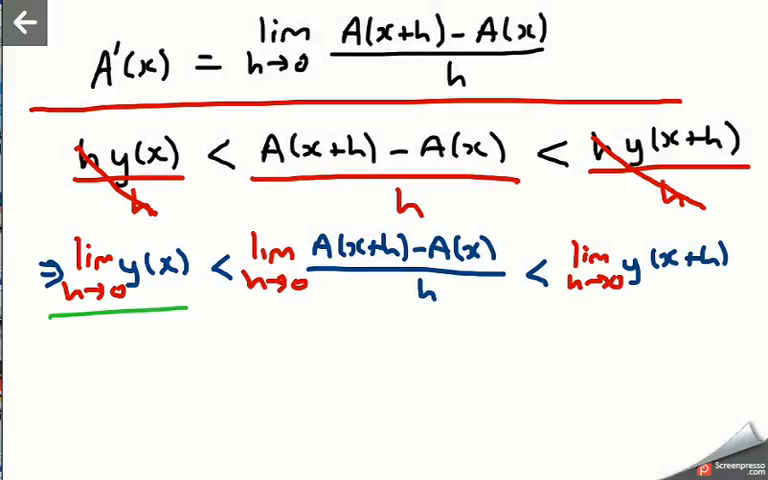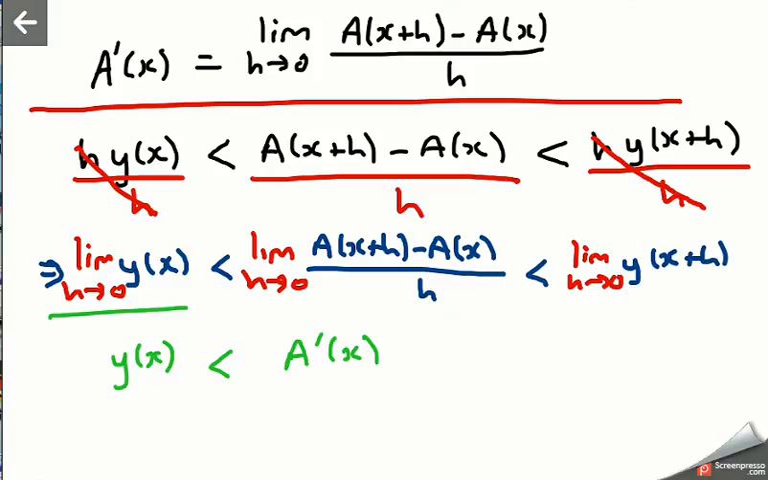Well, this one here, the limit as h tends to 0 of y of x, is actually just equal to y of x. Because as h gets closer and closer to 0, y of x gets closer and closer to y of x. It just stays the same. It doesn't change at all. Okay, well, this thing in the middle is actually A prime of x.